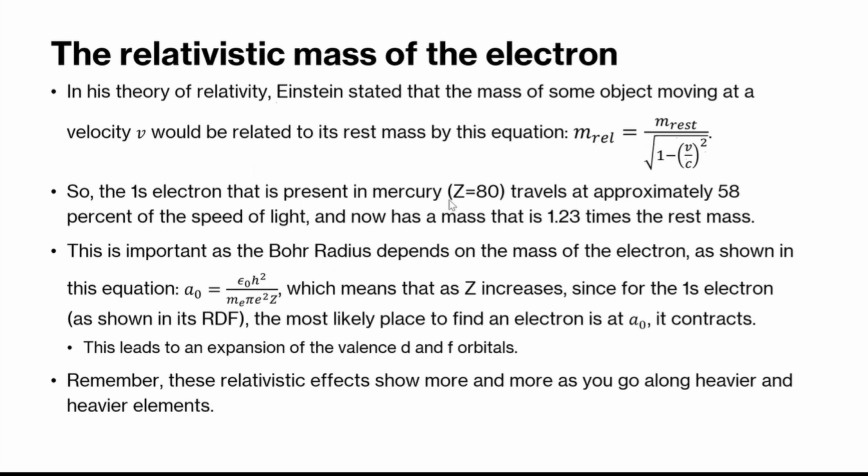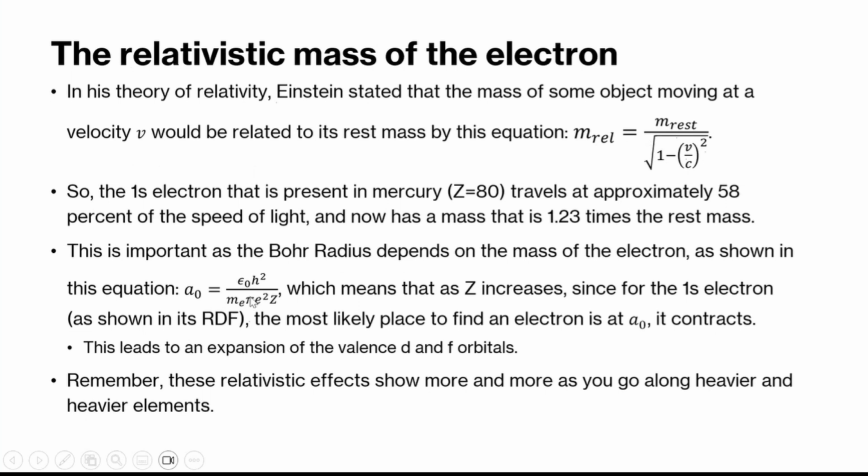Now, the reason why we're considering the mass of these moving electrons is important is because the Bohr radius, which is basically just the most probable distance from the nucleus that you can find an electron, depends on that mass of the electron. And it can be shown in this equation. So it says that the Bohr radius is equal to the free space permittivity times the Planck constant squared over the mass of the electron, which will change.